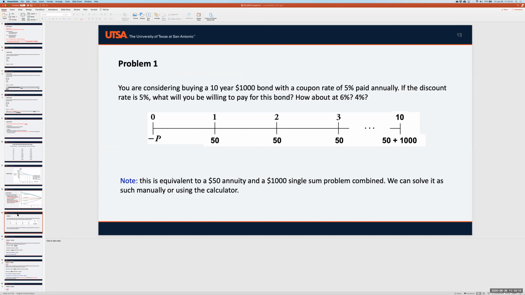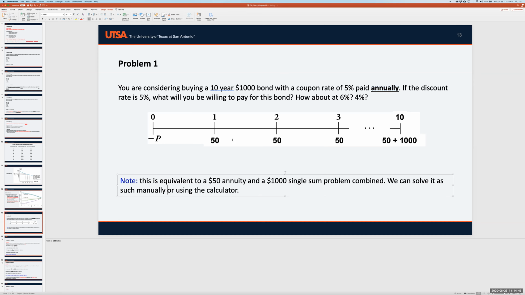Okay, so let's solve the problem and we will see what I meant. We are considering buying a 10-year, $1,000 bond with a coupon rate of 5% paid annually. If the discount rate is 5%, what will you be willing to pay for this bond if we have a discount rate of 6% or 4%? So the payments for every period are annual, this is important, right?